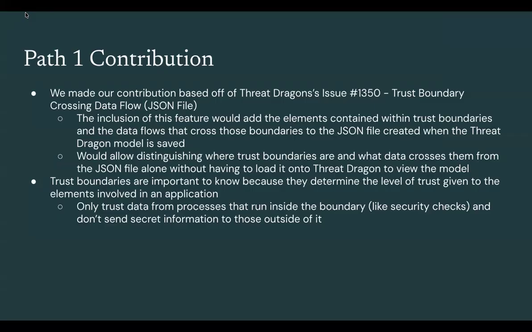And these trust boundaries are important to know because they determine the level of trust given to the elements involved in an application. You only want to trust data from processes that run inside the boundary, like security checks, and don't send secret information to those outside of it. This is something very important for secure computing, and you want to make sure you know what your trust boundaries are so you know what you can trust and where your data is going.